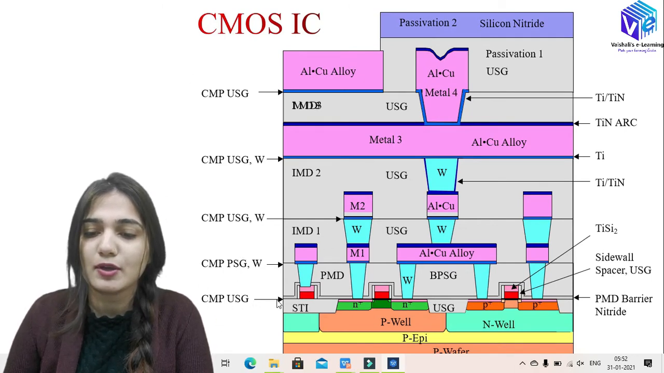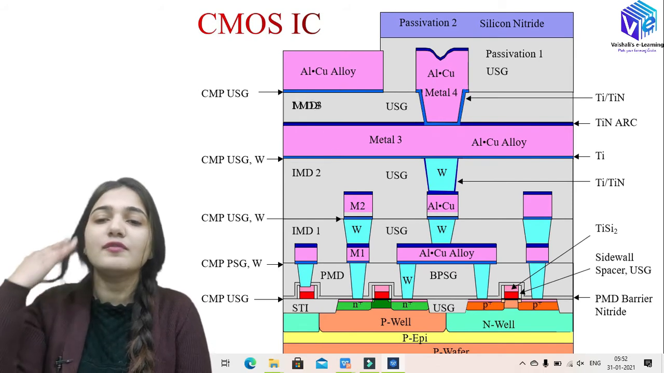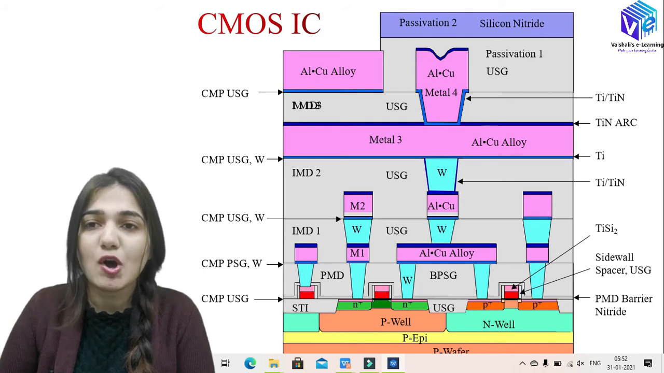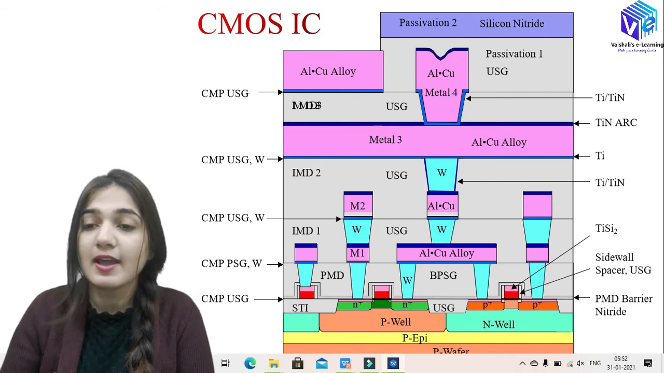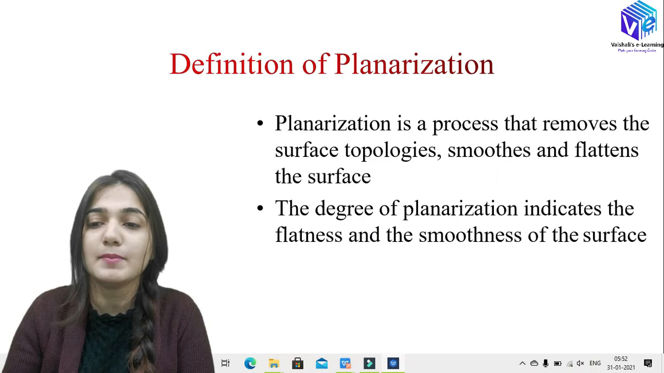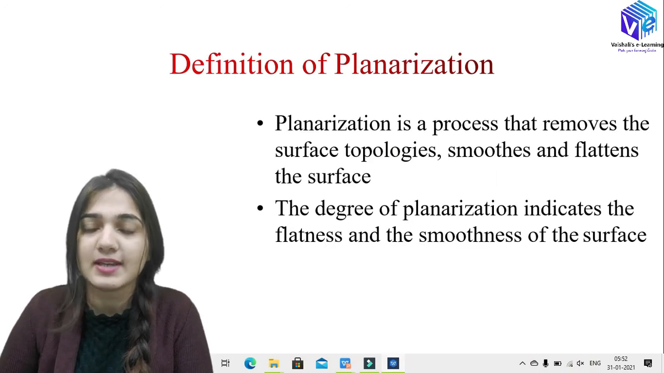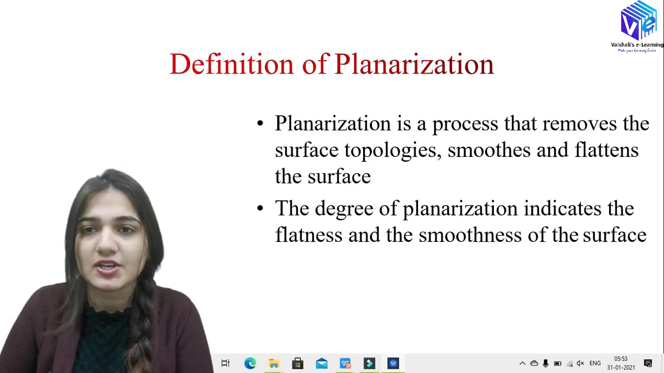So this is the CMP of the undoped silicate glass layer. This is the CMP of the PSG layer, of the tungsten, and the CMP of the USG layer, of the tungsten, CMP of the USG layer of the tungsten over here, CMP of the USG layer, right? So at all of these places in the CMOS IC, we are using the CMP. So this is how I can say CMP is a very important process step in the VLSI fabrication.